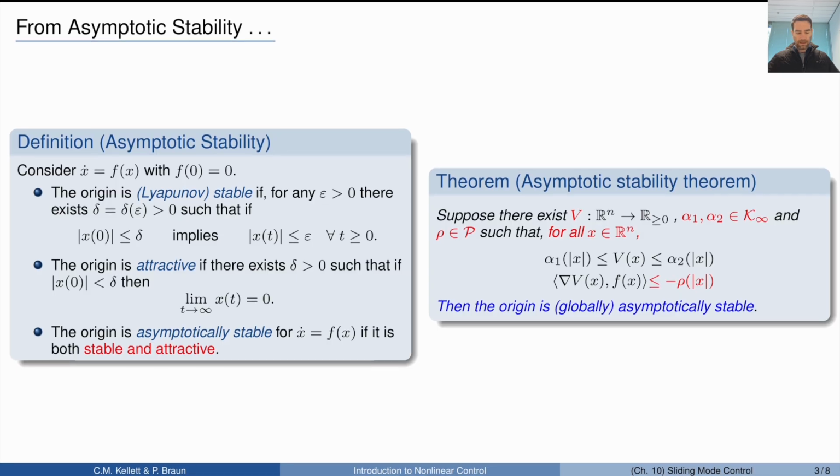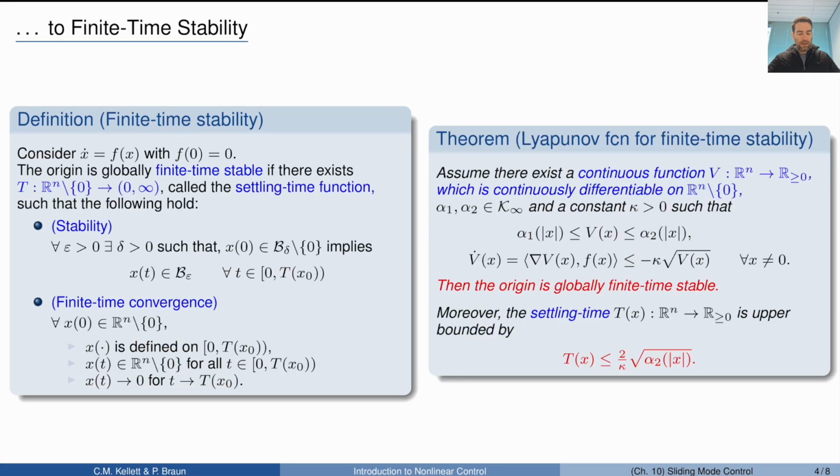Okay, and we can extend that asymptotic stability now to a stricter condition, namely finite time stability. How is that defined? Well, we take again a system of the form x dot is equal to f of x, again with equilibrium at the origin. Then we say that the origin is globally finite time stable if we can find a so-called settling function or settling time function T mapping from R^n, but not including the origin, to the positive real numbers.